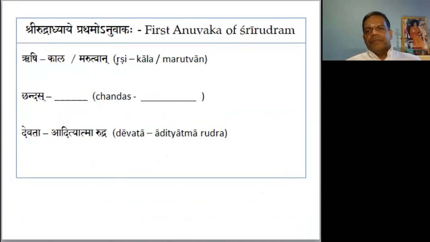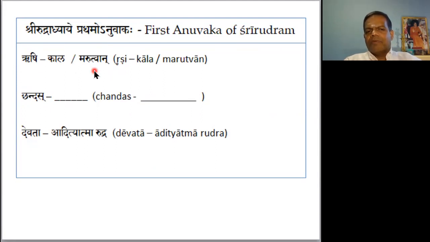If you look at the Rishi, Chandas and Devata, the Rishi is Kala. Bhatta Bhaskara is the only commentator who is giving this information. He says some people say it is Marutwan. So you can see there are multiple people giving credit to different Rishis. Chandas, no one has given information, so I have left it blank.